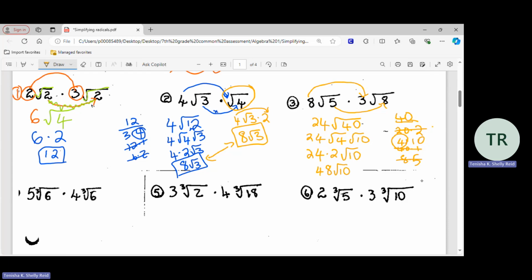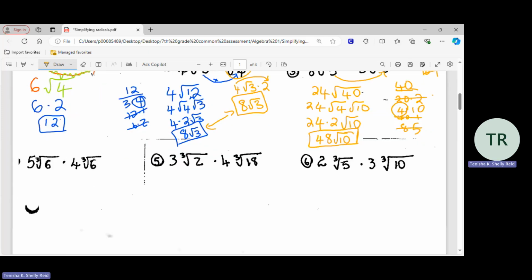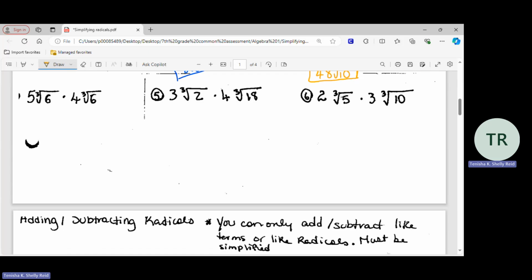Let me see if I could break down 10 some more. It's 5 and 2, 10 and 1. Nope, nope. None of those are perfect square. And the more you do it, you will begin to recognize those numbers that are simplified all the way. All right, let's look at the cubed root. These are a very similar concept. First, you multiply the whole number again. So we get 20.